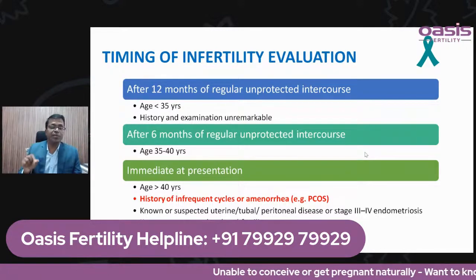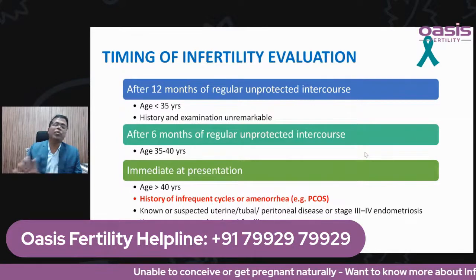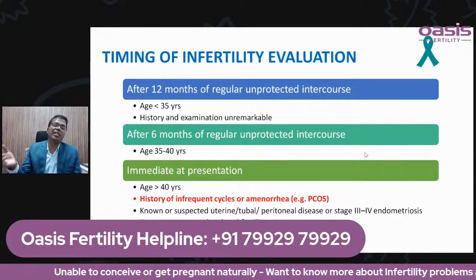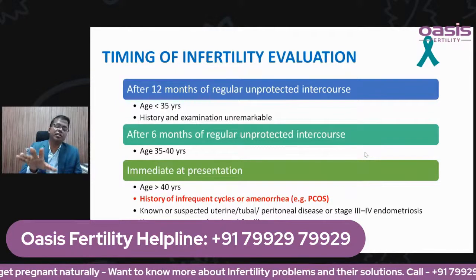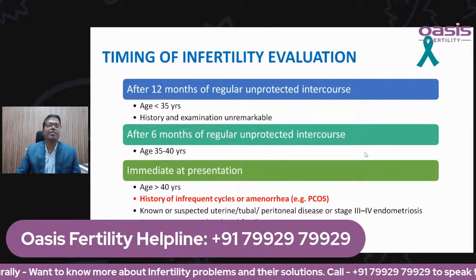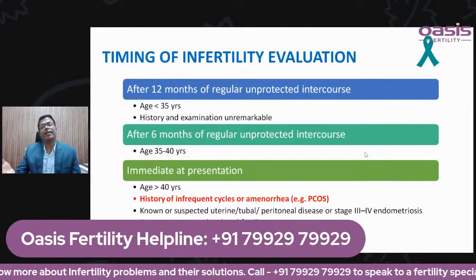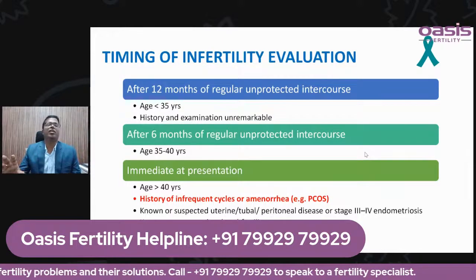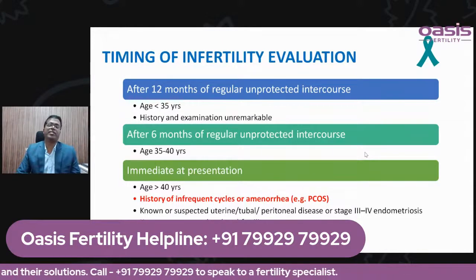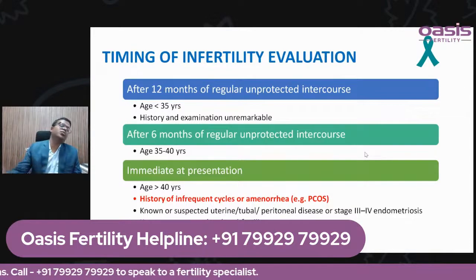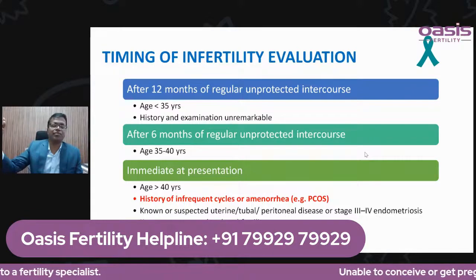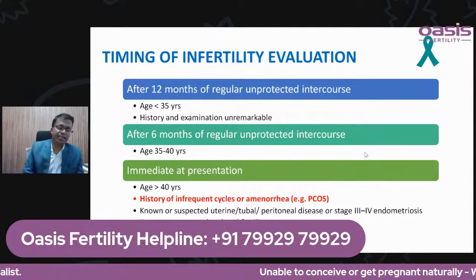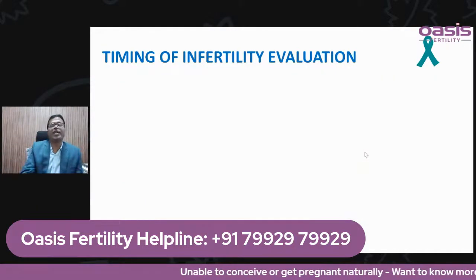But if the age is between 35 to 40, then we will no more wait. We will not wait till 1 year. At least within 6 months they should come to us if they are not having a normal pregnancy. Similarly, if she is more than 40 years and she has PCOS, we should not wait at all. Immediately, even after marriage, when they want to have a pregnancy, they should start the treatment, because as the age increases for females, the fertility decreases. So we should not wait for 1 year.